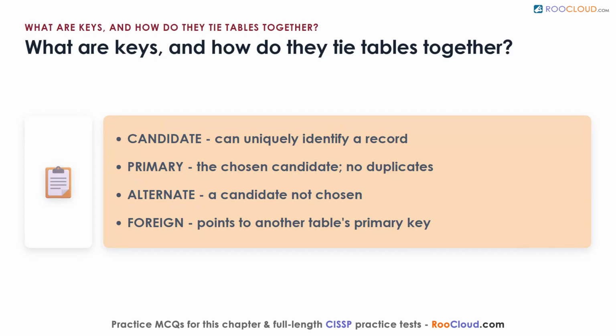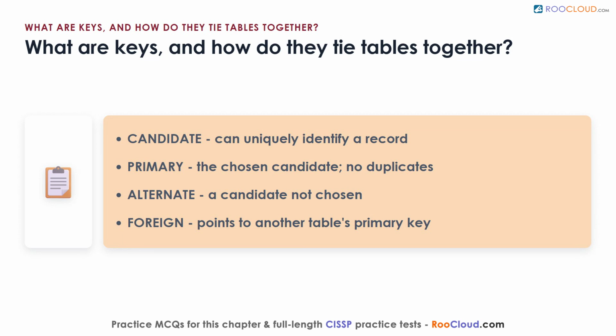Keys are subsets of a table's fields used to uniquely identify records and to join tables when you cross-reference data. And four types matter. A candidate key is any set of attributes that can uniquely identify a record, and a table may have several. The primary key is the one candidate key chosen to identify records, and the system enforces its uniqueness by refusing duplicates. Any candidate key not chosen becomes an alternate key.